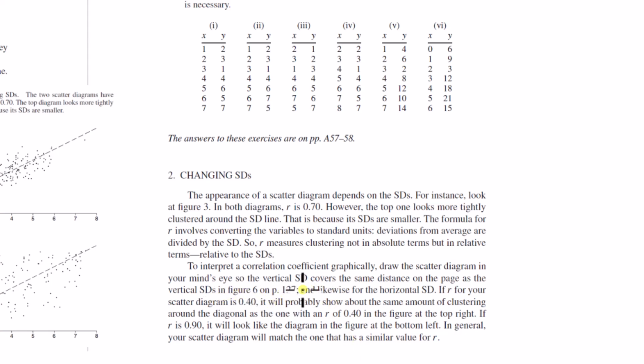Yeah, I'm not sure what they were talking about here. And likewise for the horizontal standard deviation, if R for your scatter diagram is 0.4, it will probably show about the same amount of clustering around the diagonal as the one with an R of 0.4 in the same figure at the top right. I'm not sure what they were going for here, but I think we covered it pretty clearly on how to compare the spreads of two separate scatter plots.